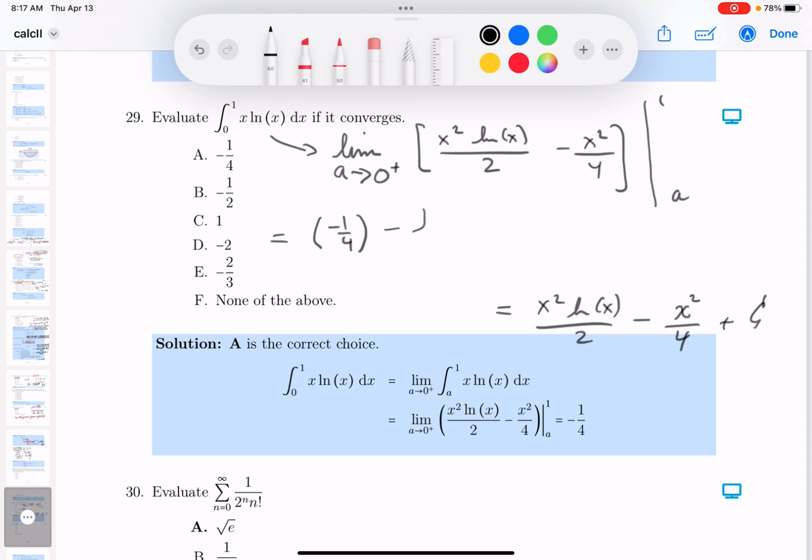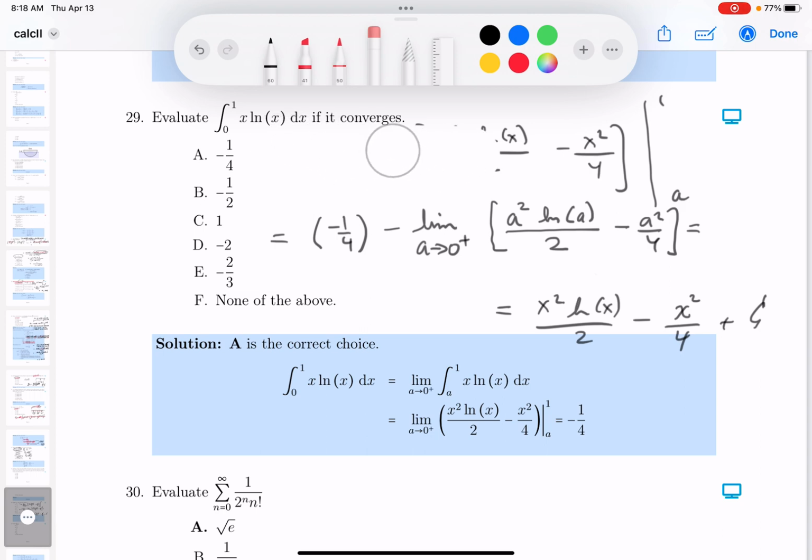It's going to be minus the limit as a goes to 0 from the right side. And I got to be careful over here. It's going to be a squared ln a over 2 minus a squared over 4. And then the question is, I wonder what that is. All right, let me get my eraser out, and I'm pretty much done. I'm kind of wondering, can I do that limit now?